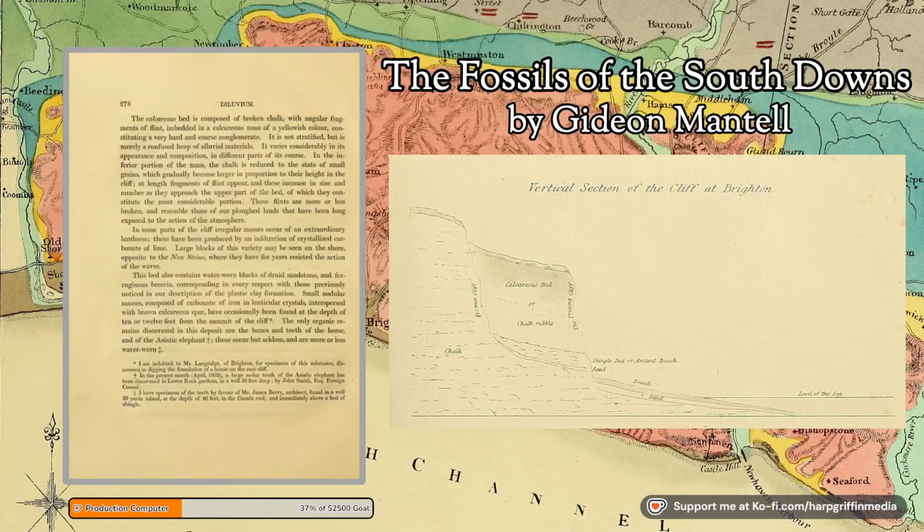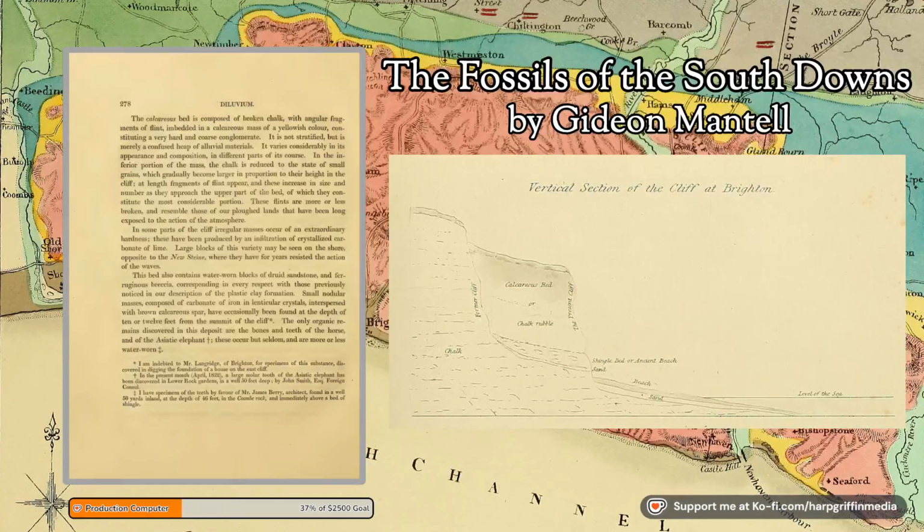In some parts of the cliff, irregular masses occur of an extraordinary hardness. These have been produced by an infiltration of crystallized carbonate of lime. Large blocks of this variety may be seen on the shore, opposite to the New Stein, where they have for years resisted the action of the waves. This bed also contains water-worn blocks of Druid sandstone and ferruginous breccia, corresponding in every respect with those previously noticed in our description of the plastic clay formation.